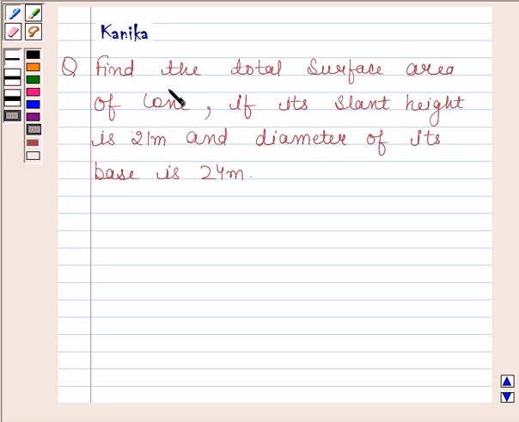The question says, find the total surface area of a cone if its slant height is 21 meters and diameter of its base is 24 meters.